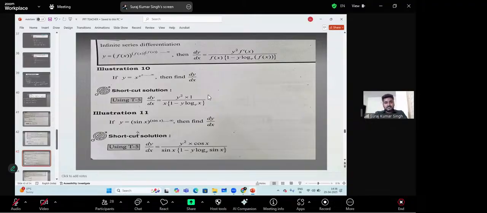Again you can see another one, sin x to the power sin x to the power sin x till infinity, and I want to find its derivative also. The function I consider here is sin x. So I have written dy by dx equals y square into f dash x, meaning the derivative of sin x is cos x. The denominator will be f x, that is sin x, into 1 minus y into log of f x, that is sin x. So this question was difficult, but by using this shortcut we can get it very easily.